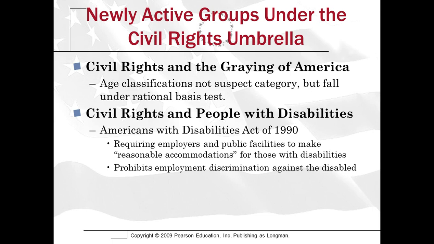Civil rights and people with disabilities. The Americans with Disabilities Act of 1990, which was an unfunded mandate, I might remind you from our federalism chapter, required employers and public facilities to make reasonable accommodations for those with disabilities. Well, this is a civil rights case. It also prevents employment discrimination against the disabled.